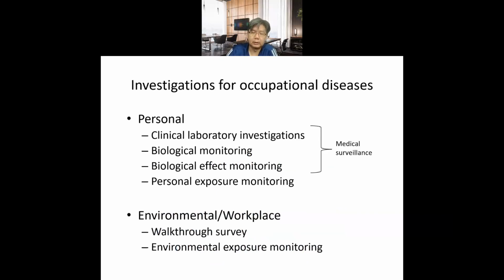So, I think I've shown you this last week. This is an investigation for occupational diseases. Basically, when we carry out medical surveillance, the investigation that we do is lab investigation, and this lab investigation involves biological monitoring and also biological effect monitoring. For the purpose of medical surveillance, we don't do personal exposure monitoring or environmental exposure monitoring. That one is usually done by the risk assessor, like the chemical risk assessor, noise risk assessor, etc.